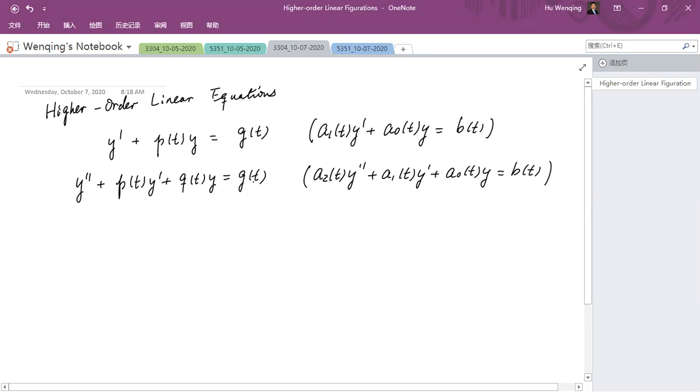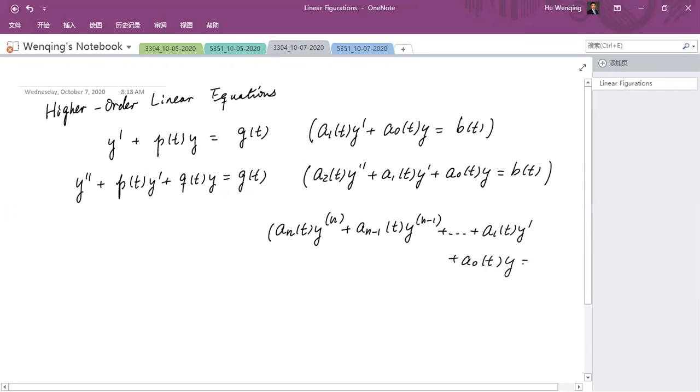Now for higher order equations, we'll consider a very similar situation. Instead of first or second order equations, I'm going to consider the nth order equation. So that means a n of t y to the nth derivative plus a n minus 1 of t y to the n minus 1's derivative plus dot dot dot plus a1 of t of y prime plus a0 of t of y is equal to b of t. That's going to be the non-standard form.